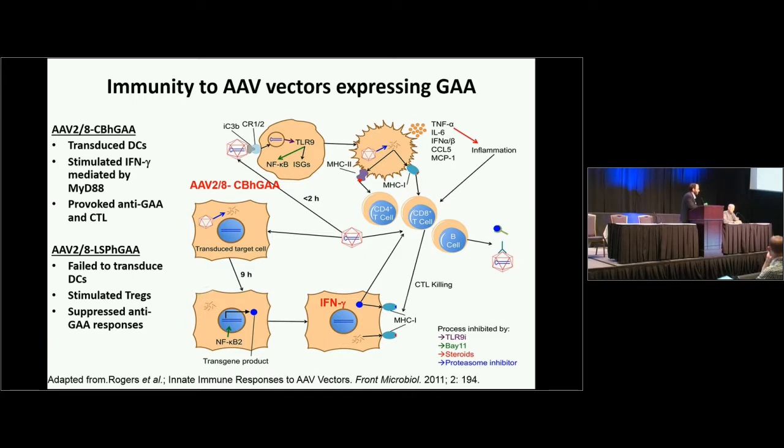We found that the CB-containing vector does transduce dendritic cells to produce GAA, whereas the LSP does not produce GAA in dendritic cells. CB stimulated interferon gamma in the liver that was mediated by MyD88, and there was a prolonged antibody and CTL response to the CB-containing vector. And in contrast, for the LSP, we saw a lack of these responses that correlated with the failure to transduce and express GAA in dendritic cells.